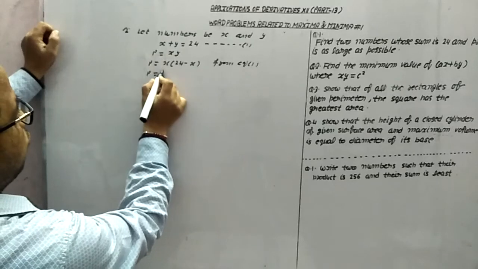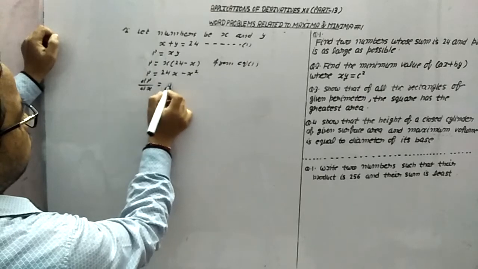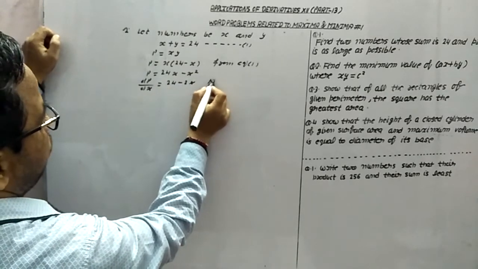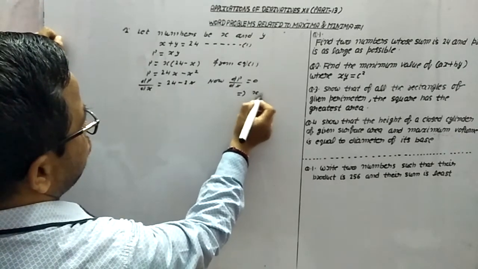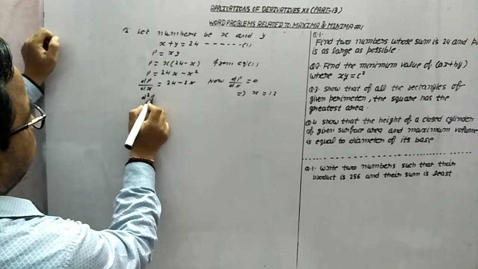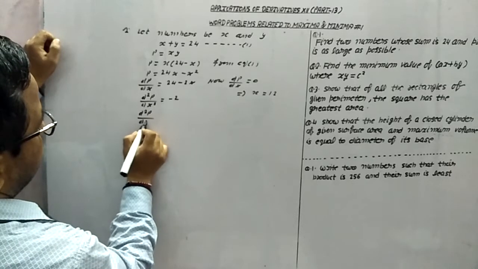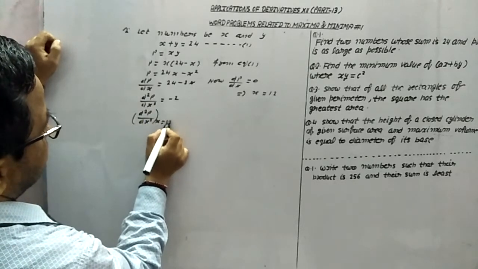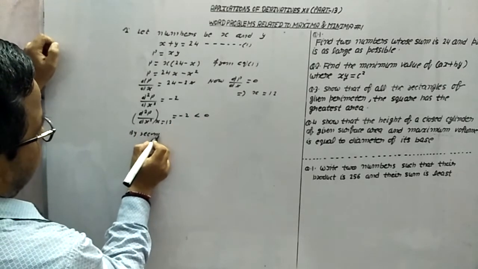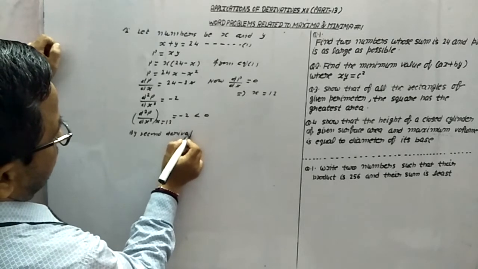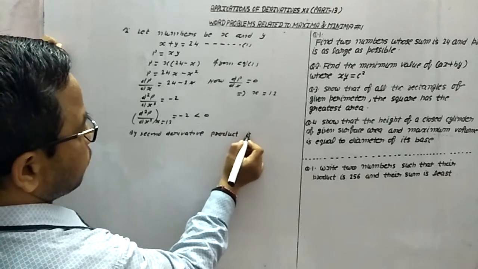Now P is equal to 24x minus x square. dp over dx means what? 24 minus 2x. Now dp over dx is equal to 0, it implies that x is equal to 12. Find out the second order derivative: d2p by dx square is minus 2. d2p by dx square at x equal to 12 is minus 2, which is less than 0. Therefore, by the second derivative test, the product is maximum.